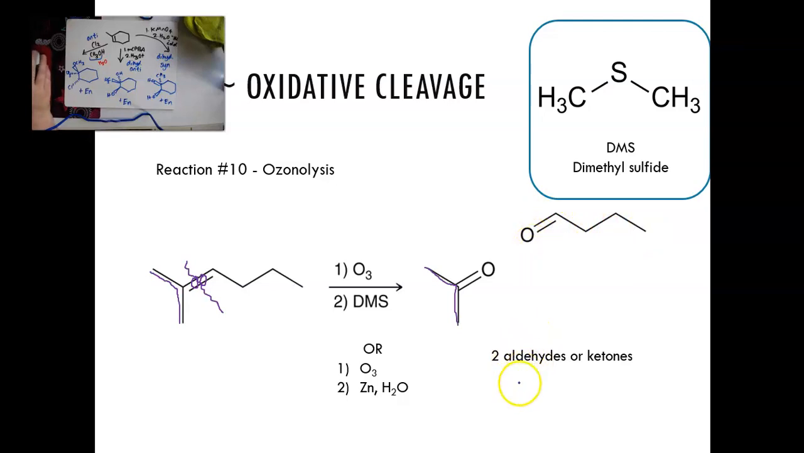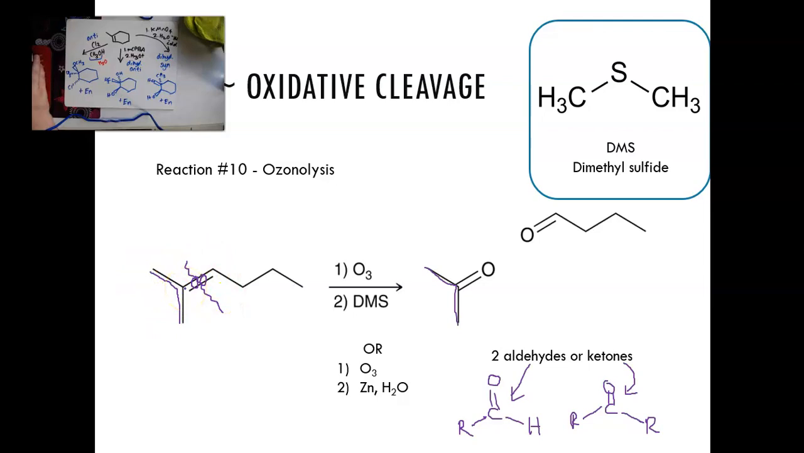And what we're going to create are aldehydes or ketones. And just a reminder, a carbon double bonded to an oxygen is called a carbonyl. And if that is bonded to an R group and a hydrogen, we will get an aldehyde. And if it is bonded to 2 R groups, then we will get a ketone.